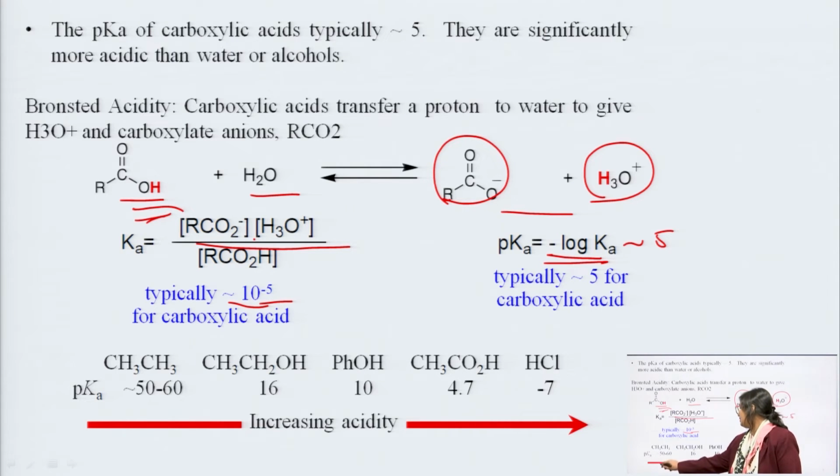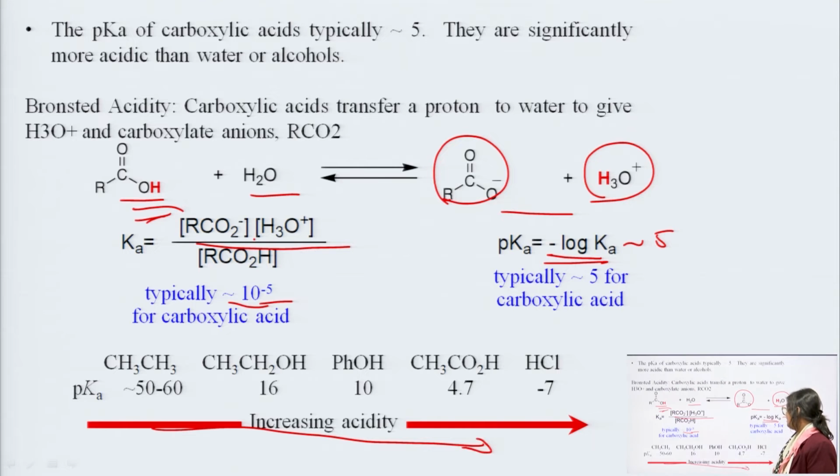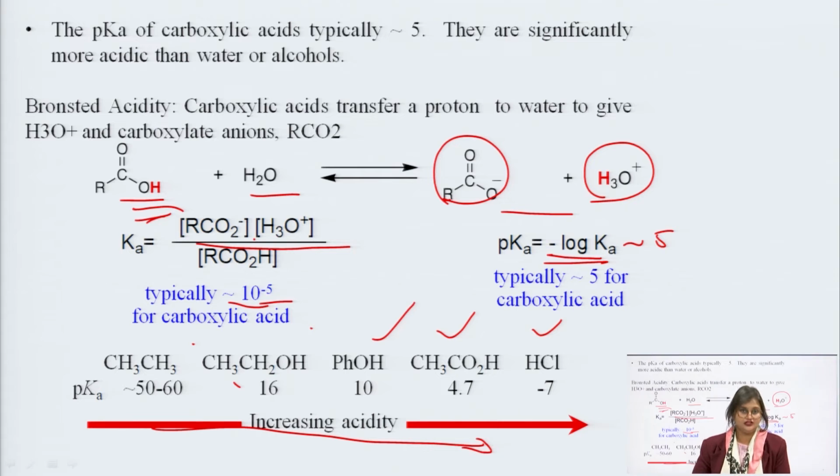So, you can see the increasing acidity trend with an alkane, alcohol, phenol, acetic acid or carboxylic acid, and hydrochloric acid. This is an increasing trend of acidity starting from an alkane to an alcohol to a phenol, followed by an acid, followed by hydrochloric acid, which is considered a strong acid.